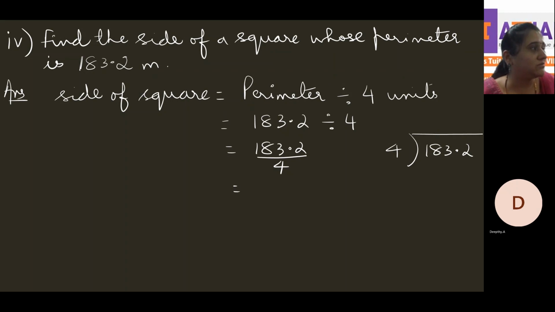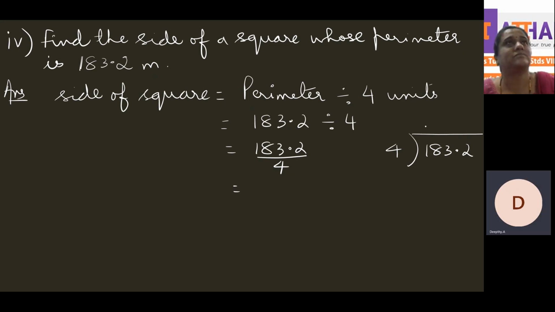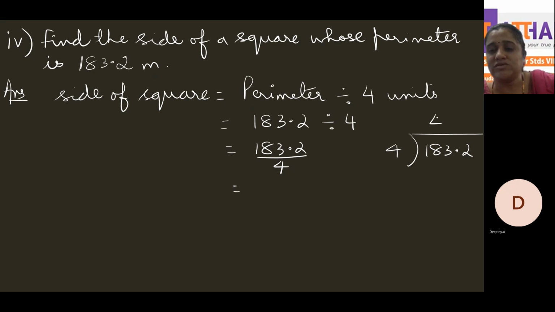What's the quotient? Yeah, what's the quotient, Deepthi? Mom, I got 45.8. Okay, let me do it. So 4 4s are 16, correct? Ovia, 4 4s are 16, correct?